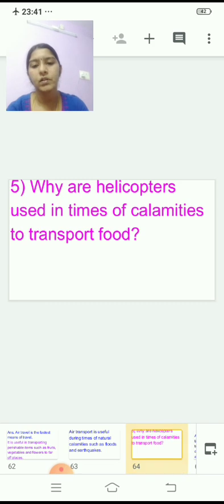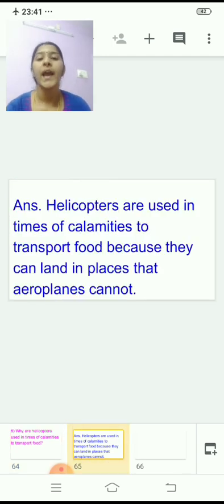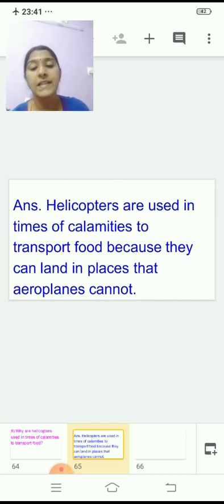The next question: why are helicopters used in times of calamities to transport food? Why do we choose helicopters? Okay, the reason is, helicopters are used in times of calamities to transport food because they can land in places that aeroplanes cannot. Even where aeroplanes cannot reach, helicopters can reach. So that is why we are using helicopters compared to aeroplanes.